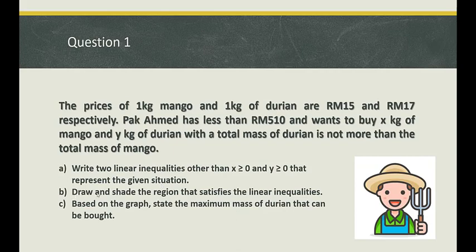Next, draw and shade the region that satisfies the linear inequalities. And next, based on the graph, state the maximum mass of durian that can be bought by Pak Ahmed.